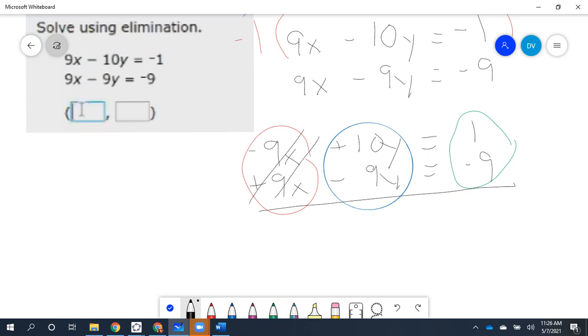When we add up the blue, 10y minus 9y, it's just going to give us 1y. And you don't even have to write the 1. Please don't write the 1. Just write the y. And 1 and negative 9 is negative 8. And we're halfway done with this problem. Remember, we had to find x and y. We just found the y.